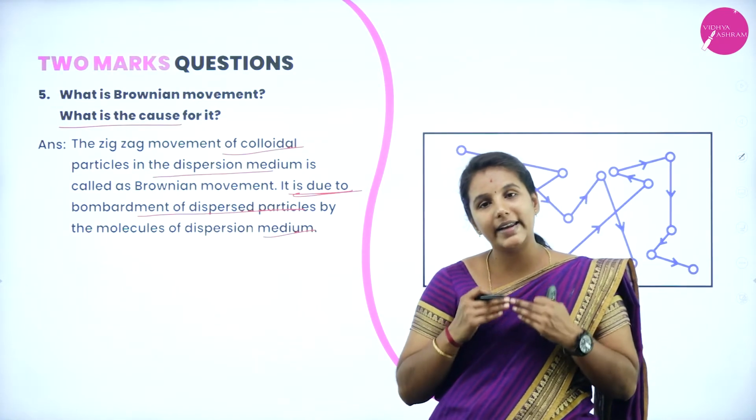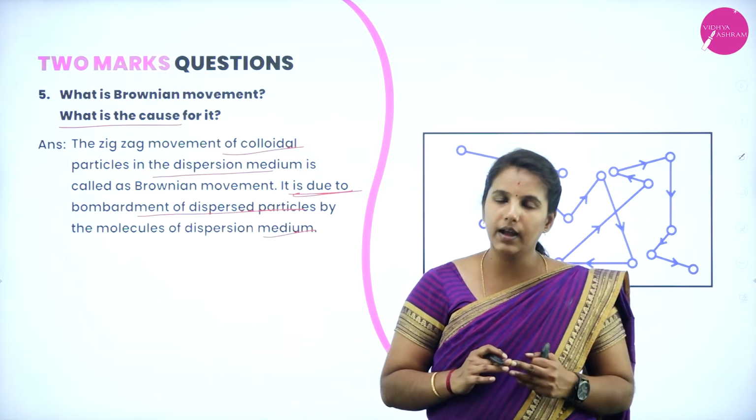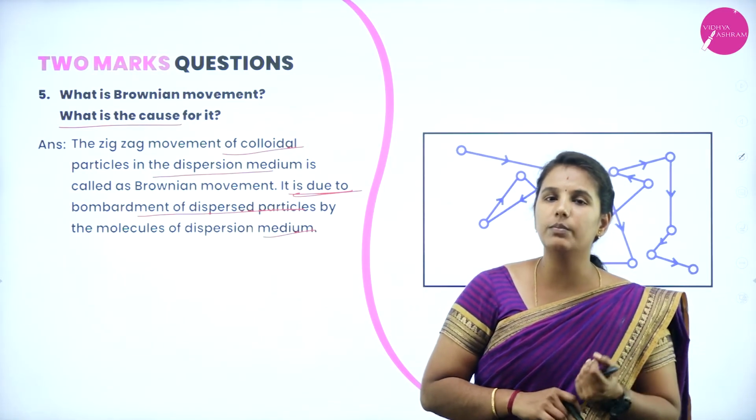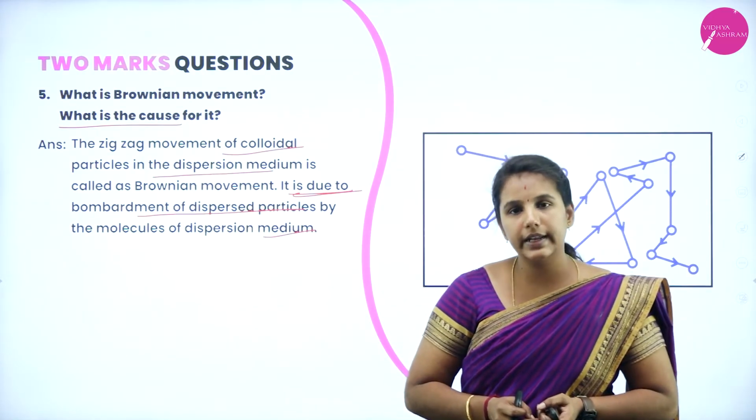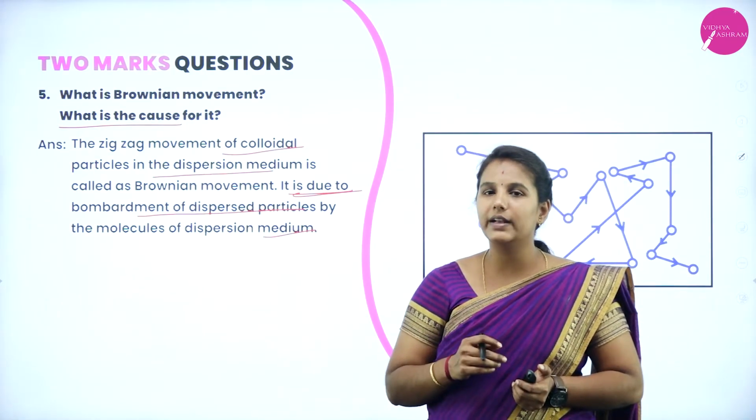So, for writing the correct statement, again you will get 1 mark, and for writing the reason for the Brownian movement, you will get 1 more mark. So, totally you will get 2 marks.